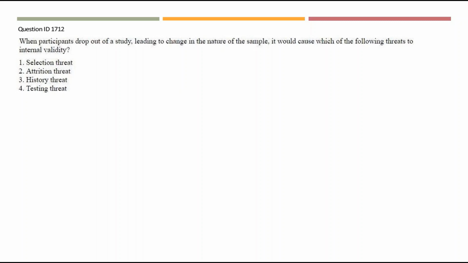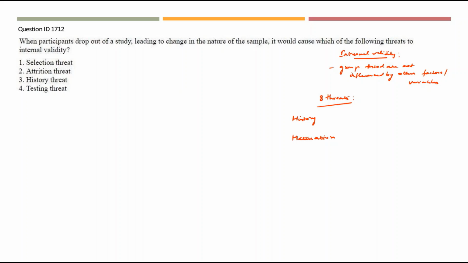We have two kinds of validity, internal validity and external validity. What is internal validity? It's the degree of confidence that the group tested are not influenced by other factors or variables. There are 8 threats to internal validity: history, maturation, instrumentation, testing. Then we have selection bias, regression to the mean, social interaction and attrition.